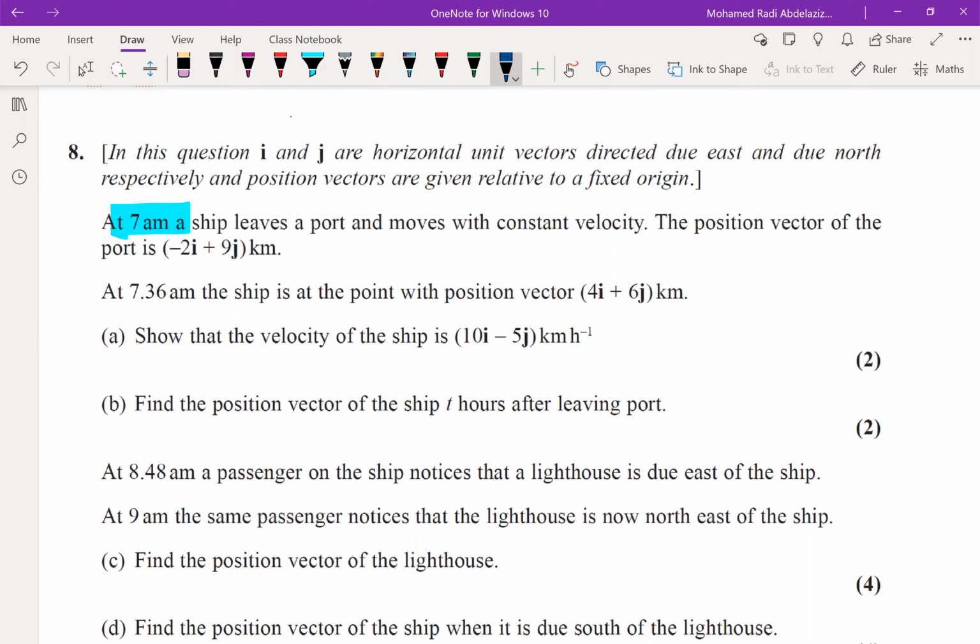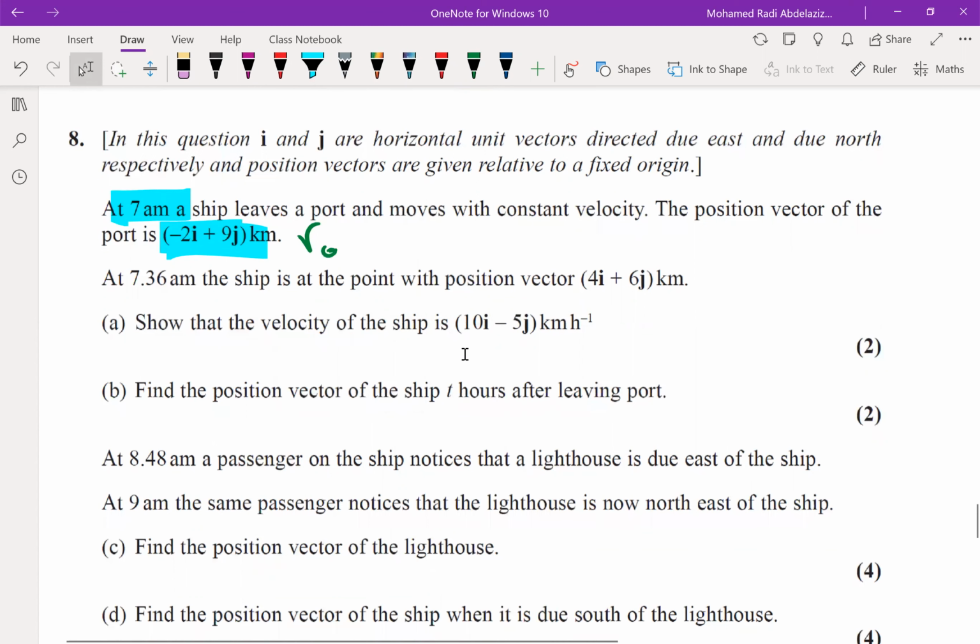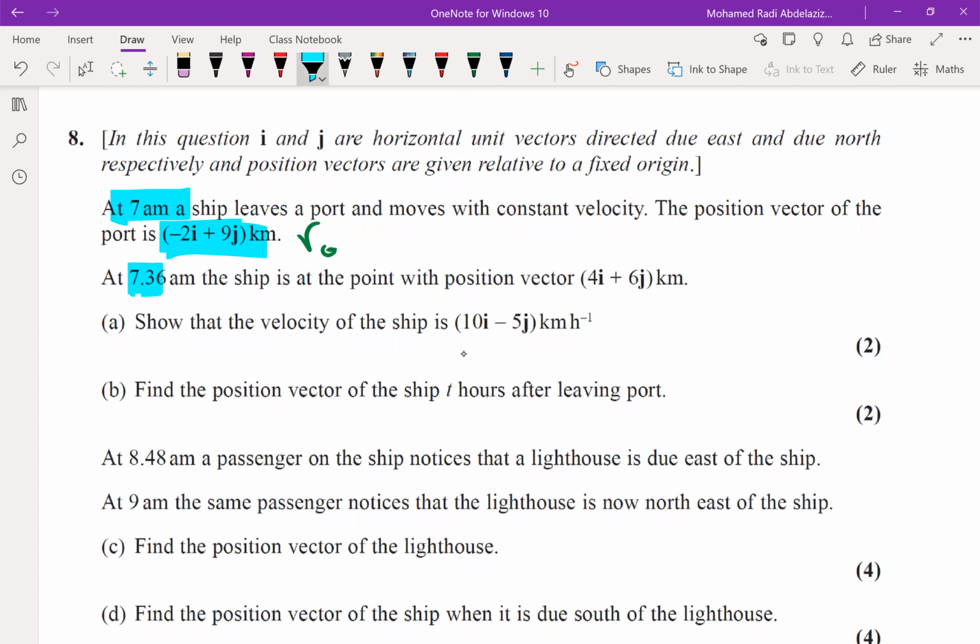The position vector of the port, this is the initial position, r0, is -2i + 9j. At 7:36 a.m., the ship is at a point, the final position. This is the final position.